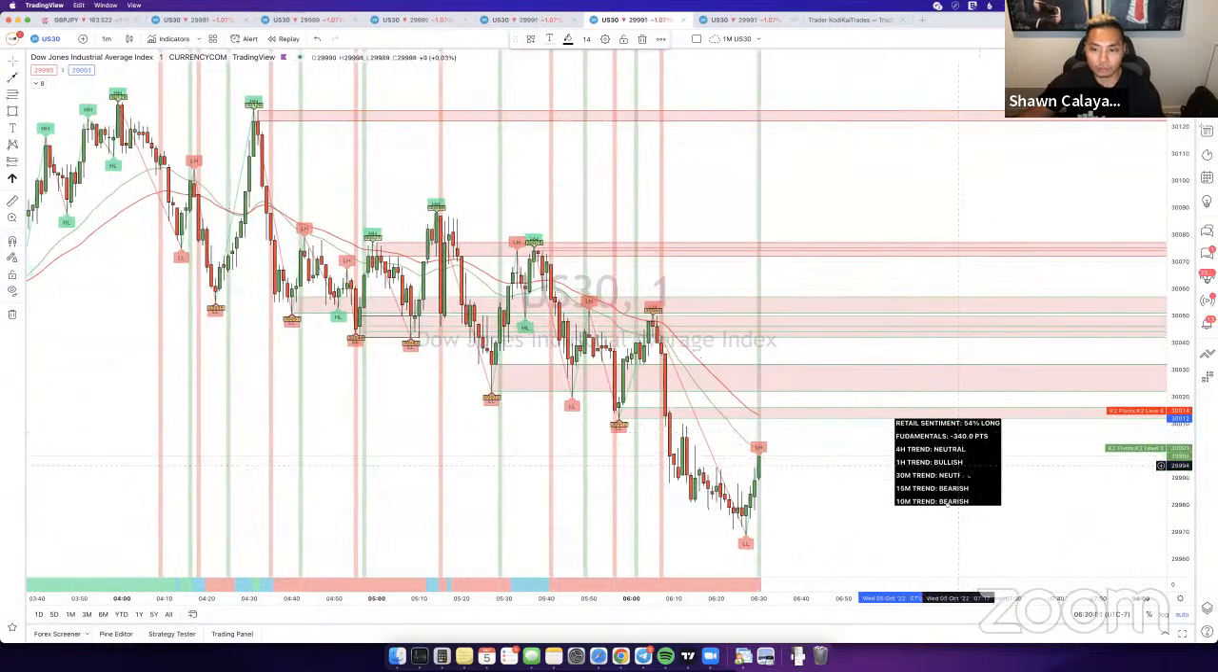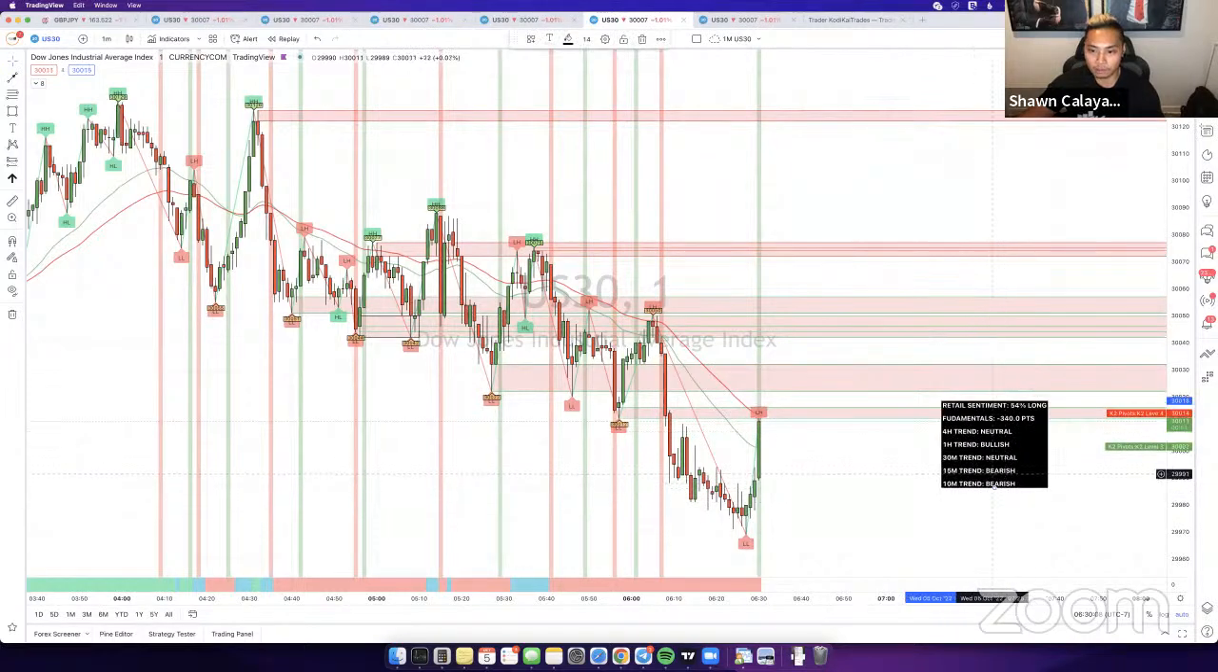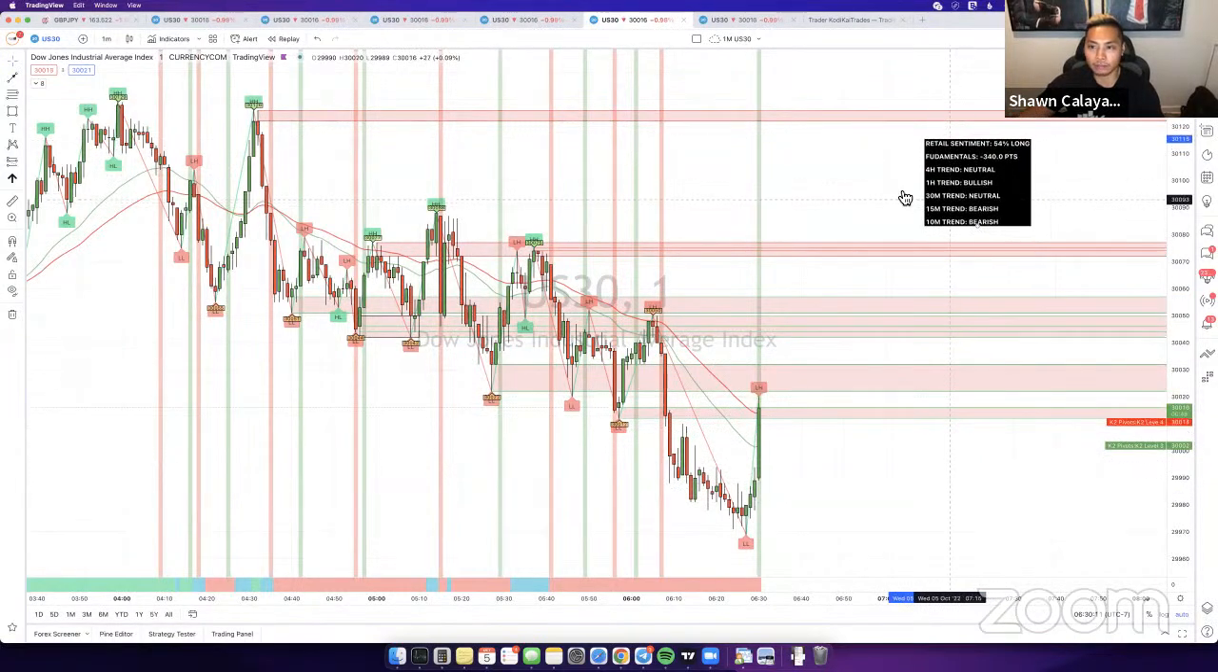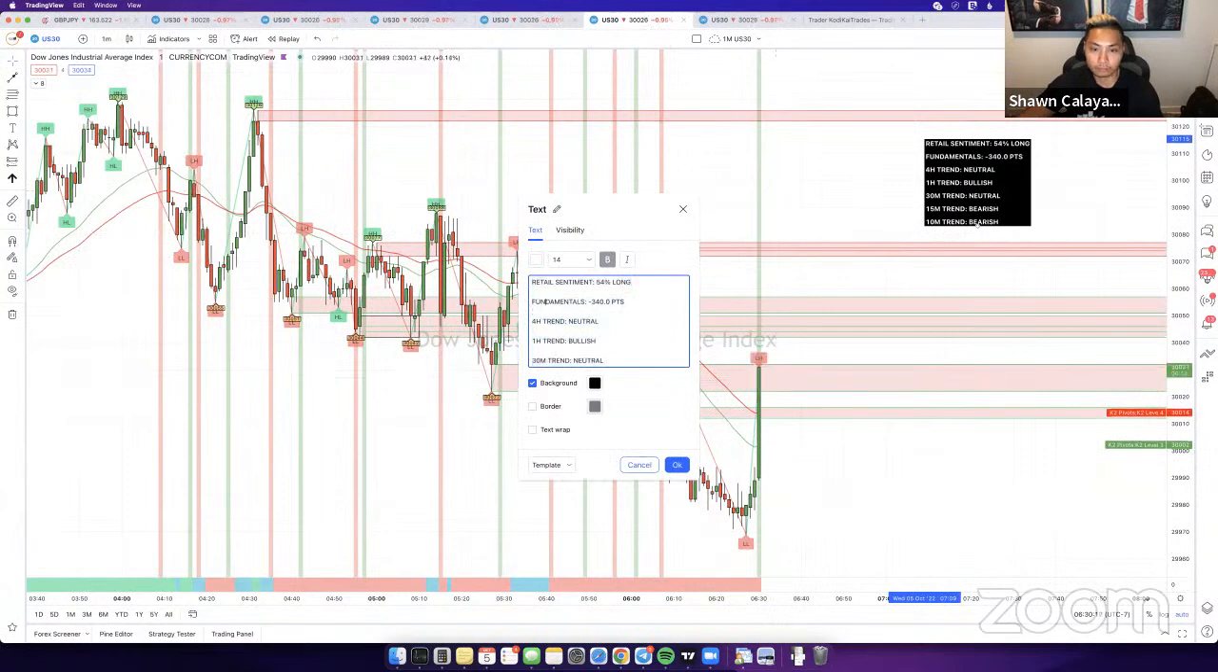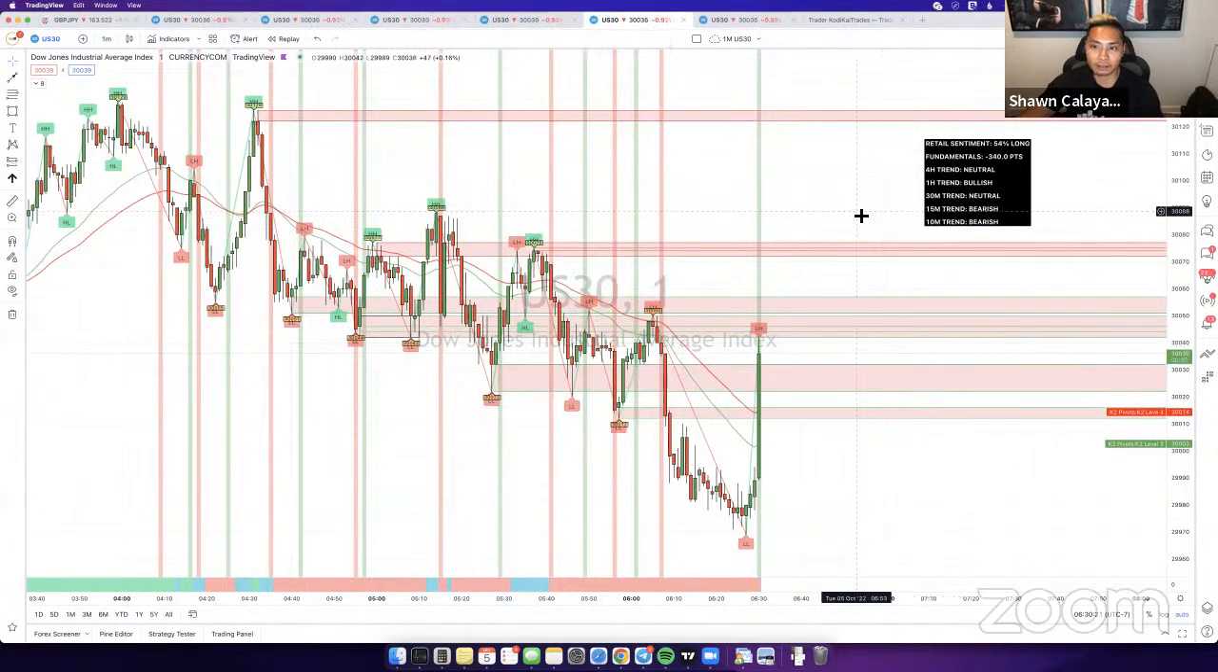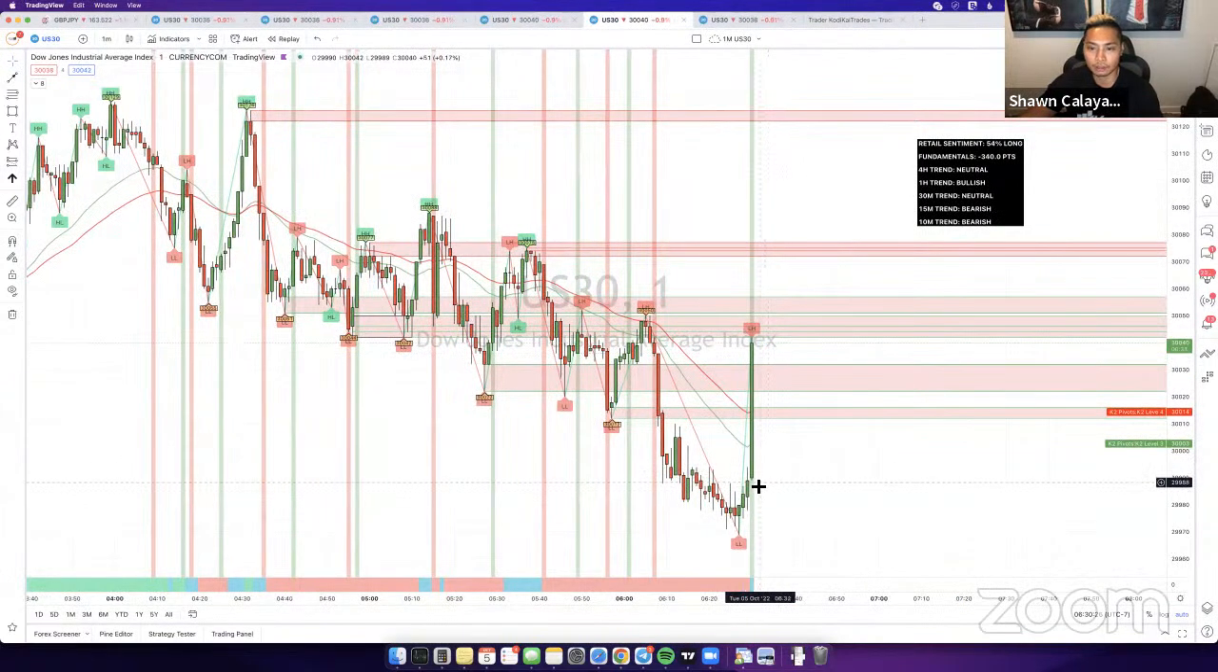The 4-hour trend is neutral. The 1-hour trend is bullish. The 30-minute trend is neutral. The 15-minute trend is bearish, and the 10-minute trend is bearish as well. So as you can see right here, there's no alignment, right? All of the confluences here regarding trend, fundamentals, and retail sentiment are kind of pointing in different directions. So you want to be a bit careful with these entries, if and when you decide to take any of them.